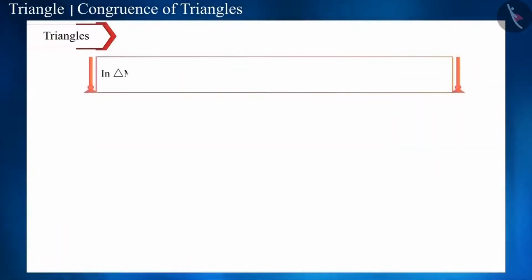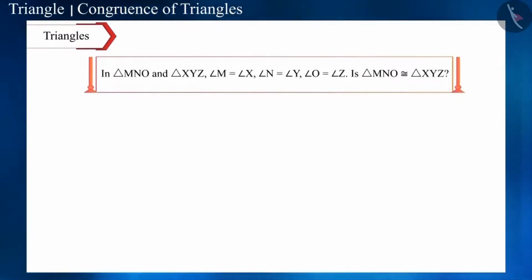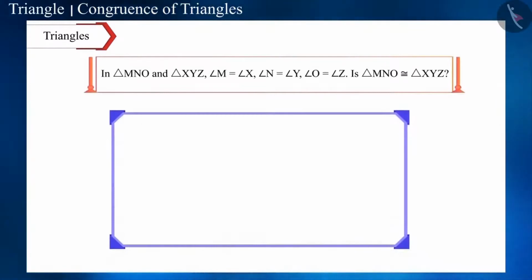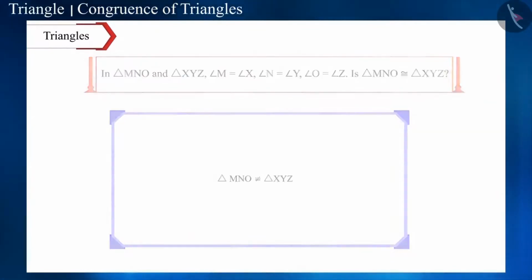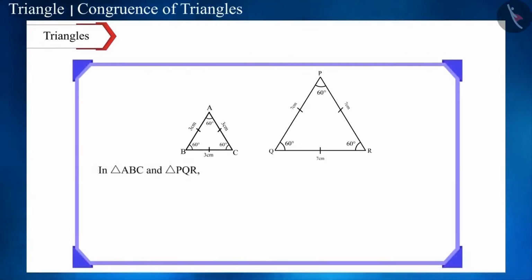In triangle MNO and triangle XYZ, angle M is equal to angle X, angle N is equal to angle Y, and angle O is equal to angle Z. So, can we say that triangle MNO is congruent to triangle XYZ? Friends, it is not necessary that if the angles of a triangle are equal, then the sides of the triangle should also be equal. For example, the sides of two equilateral triangles can be 3 cm and 7 cm, which is not equal. But the measure of their angle is always 60 degrees.